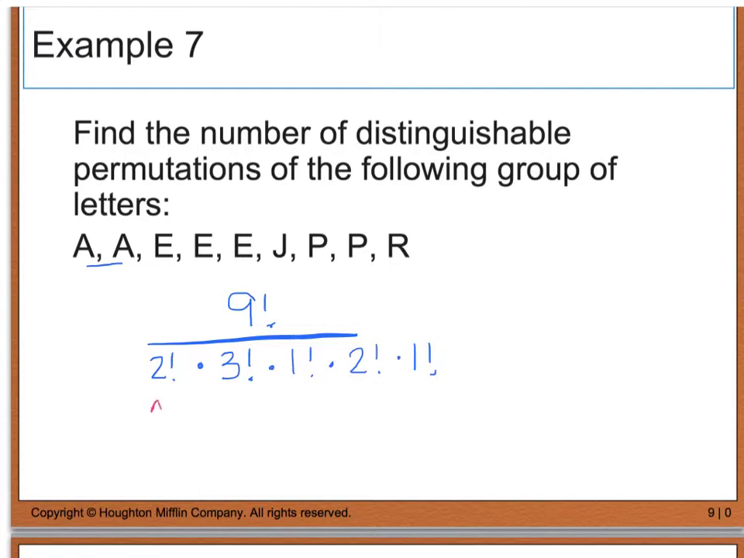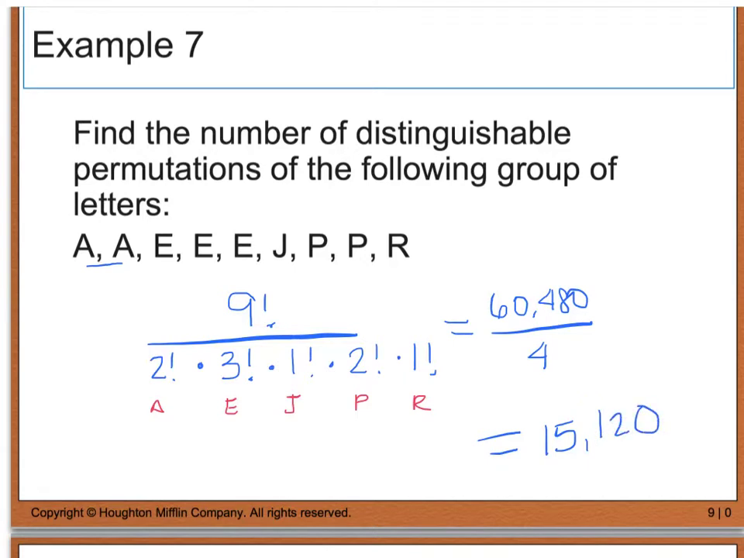Again, this 2 came from my A's, the 3 came from my E's, the 1 came from my J, this 2 came from my P's, and the 1 came from the R's. So when you solve this, you end up with 60,480 in the numerator divided by 4, which simplifies to 15,120 distinguishable permutations.